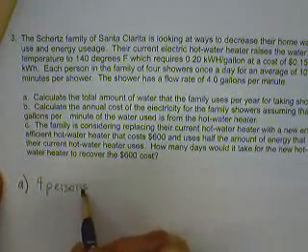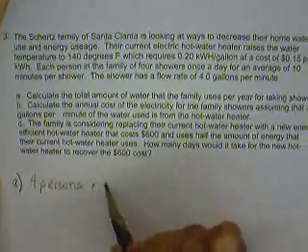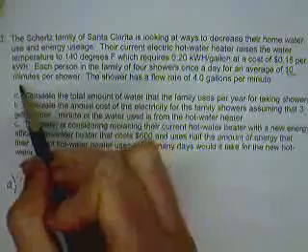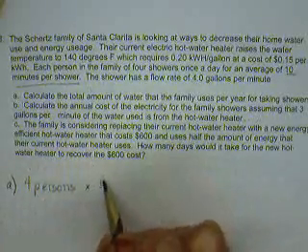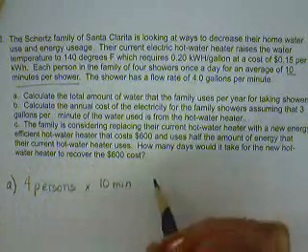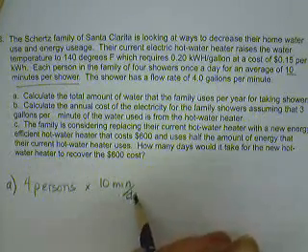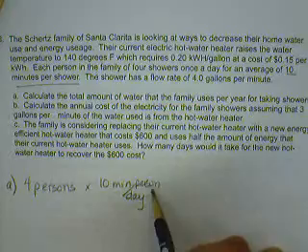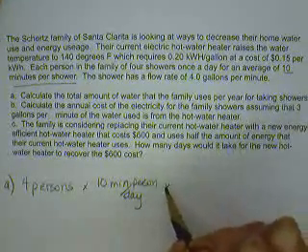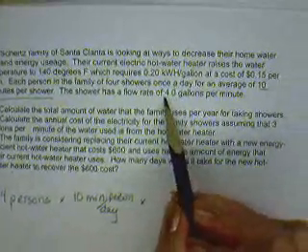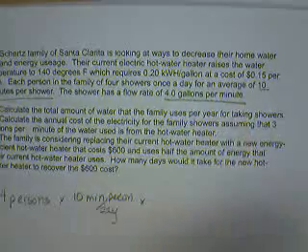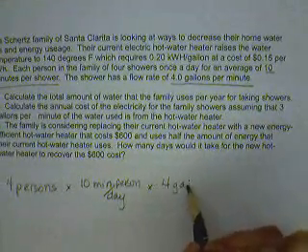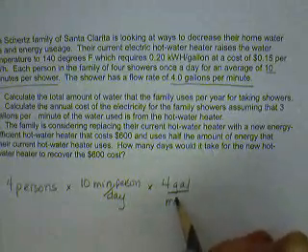You can write it as persons. And each person showers for 10 minutes per shower, and it tells that here. So 10 minutes for each person per day. And each shower is 4 gallons per minute. So 4 gallons per minute.